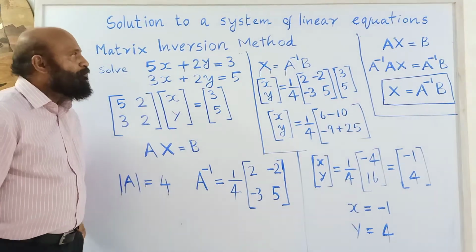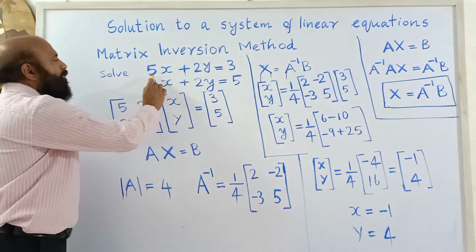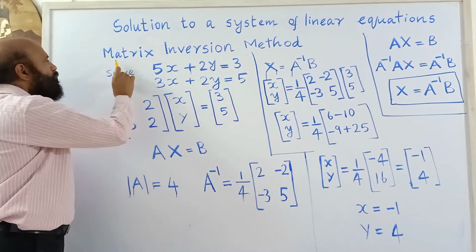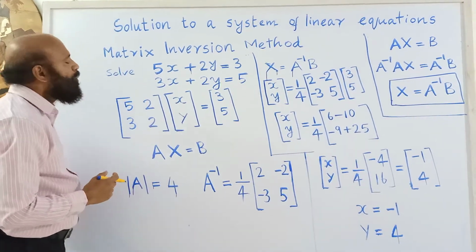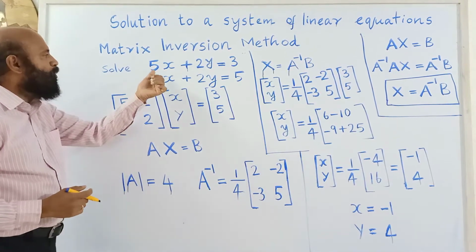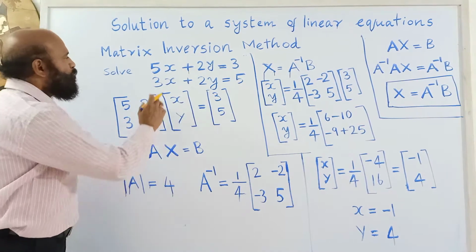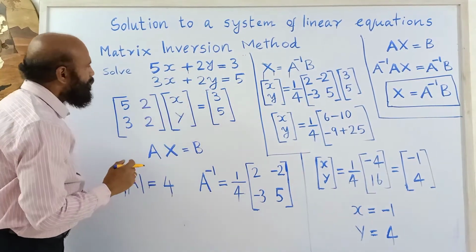Solution to a system of linear equations. We are given a system of linear equations. It can be solved by a method known as the matrix inversion method. But this method is applicable only when the number of equations is equal to the number of unknowns. So here two equations are there, two unknowns are there.